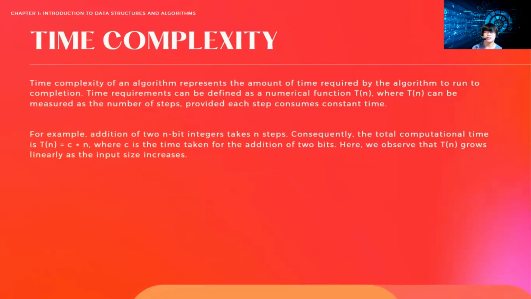And time complexity, of course, it represents the amount of time required by the algorithm to run to completion. The time requirements can be defined as the numerical function T of n, where T of n can be measured as the number of steps, provided each step consumes constant time. So for example, adding two n-bit integers takes n steps. Consequently, the total computational time is T of n equal to c multiplied by n, where c is the time taken for the addition of two bits. Here we observe that T of n grows linearly as the input size increases.